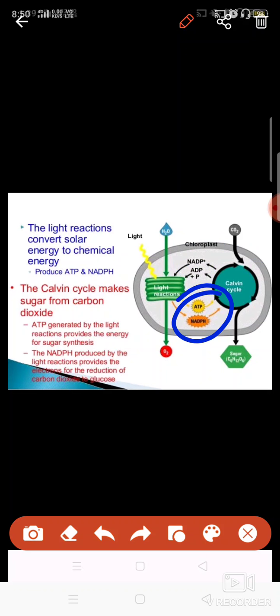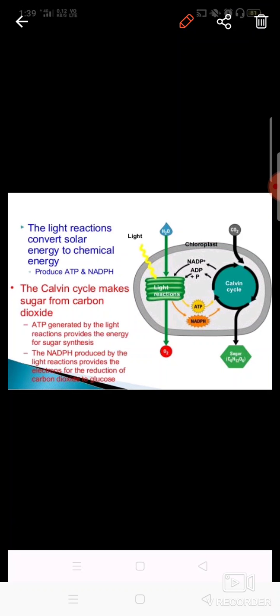Okay, so this is a reversible reaction actually. ATP will be converted to ADP plus P, and NADPH, which was formed here, once this glucose is formed, will again be converted into NADP plus, which will be used here in the light reaction. So basically light reaction is occurring in the presence of sunlight, and dark reaction is occurring in the dark only. There is no need of sunlight.